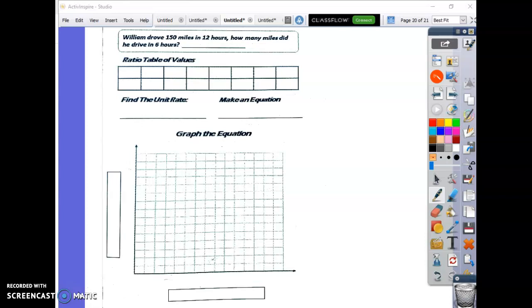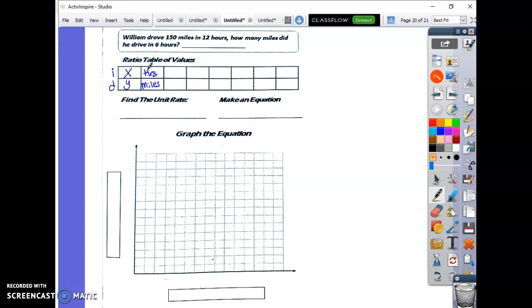Let's start by setting up our table of values. Our first variable is our x. It's always our top variable is x, and the bottom one is always our y. X is also our independent variable, and y is also our dependent variable. Well, between miles and hours, which one is independent? Well, it's hours, right? Because how far he goes will depend on how long he drove for.